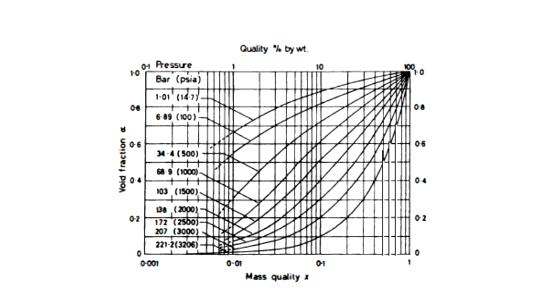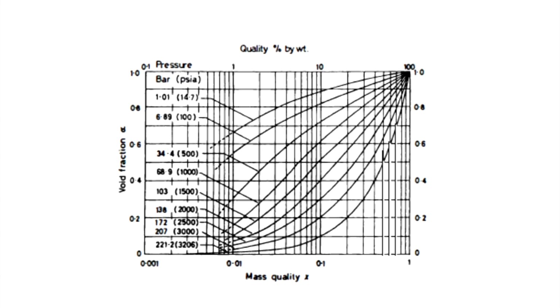So, as a simple approximation, we can take the average quality, which is the quality at the midpoint, and then find the void fraction for that quality, and then assume that alpha bar is approximately equal to that void fraction. Here one scale is logarithmic, the horizontal scale is logarithmic, and the vertical scale for alpha is linear.